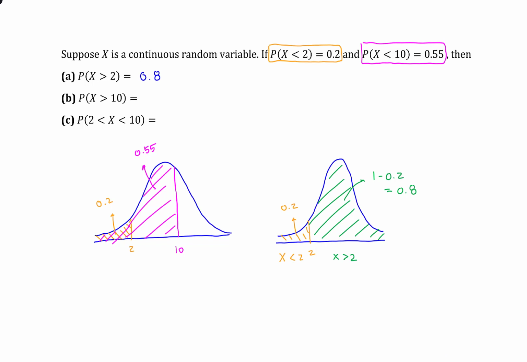The probability that x is greater than 10, same concept, except I'm not going to redraw a figure here. So I could say that this area is complementary to the pink area. So if that's 0.55, then this would be 1 minus 0.55, which would be 0.45.